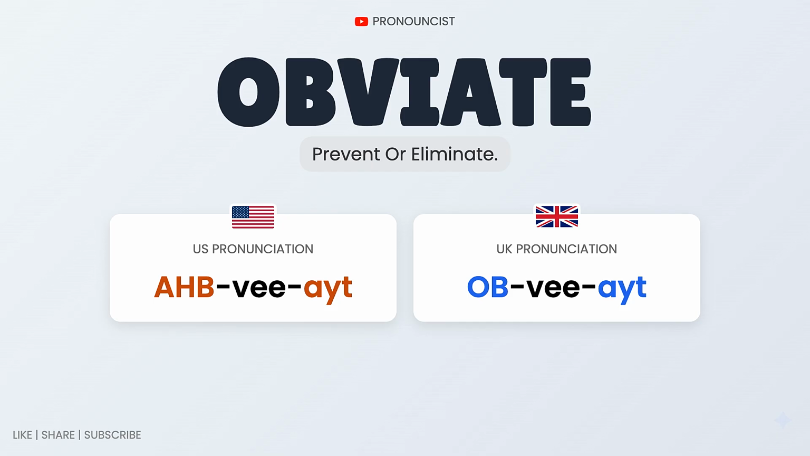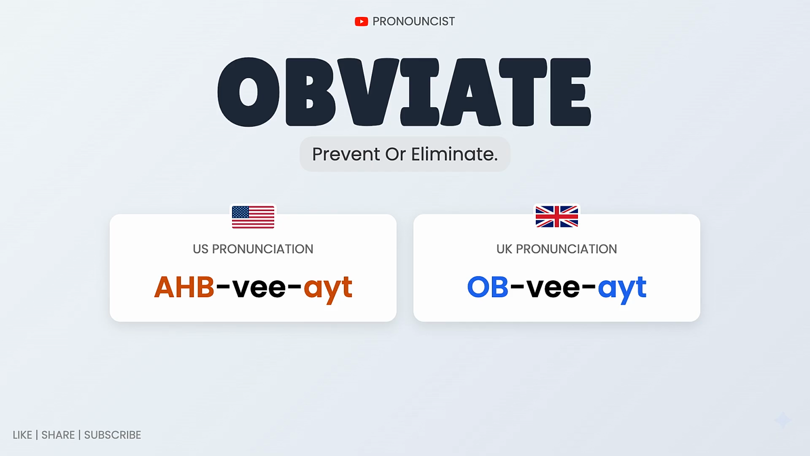Ite. Obviate. In US, stress OB. In UK, stress OB and soften the V. Obviate. Obviate. Practice repeatedly and you'll soon be able to say this word perfectly.